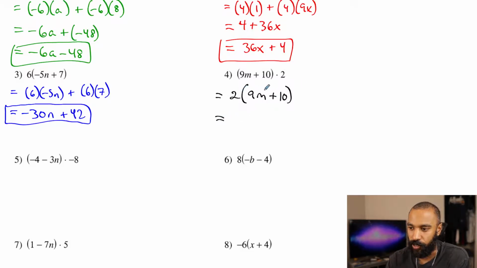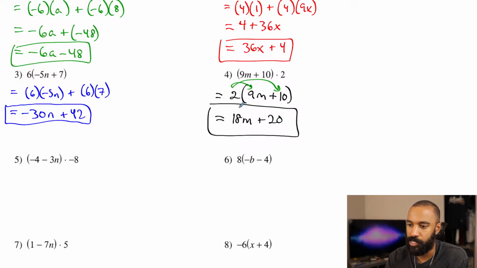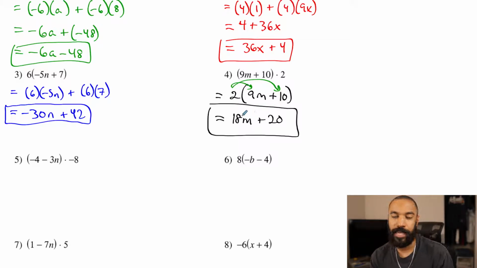Let's try this one mentally. 2 times 9m are going to multiply. Well, we'll do it mentally, but with the arrows. 2 times 9m is 18m, and 2 times 10 is 20. That's the result, 18m plus 20. So it can be that easy.